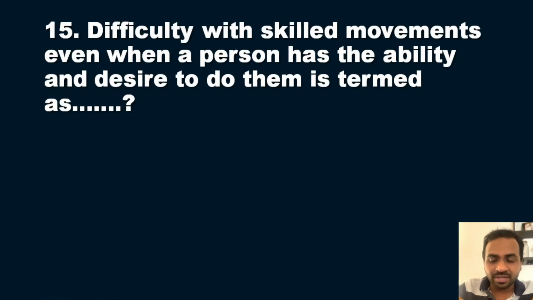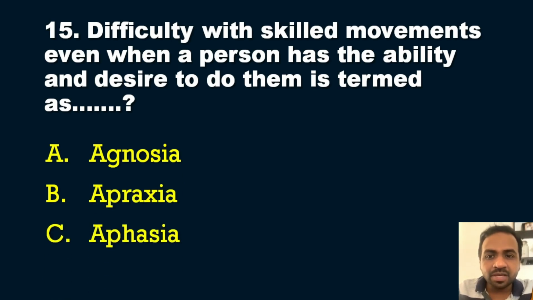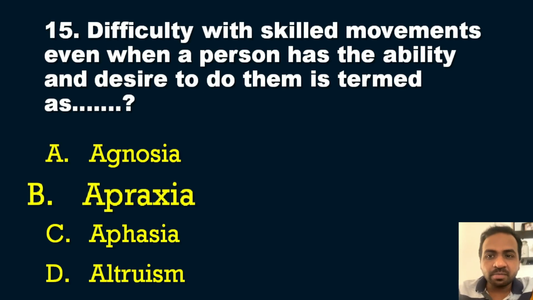Okay, so now we will move on to the last question in the series, the 15th question from psychiatry. Question is: difficulty with skilled movements even when a person has the ability and desire to do them is termed as dash. So difficulty in doing skilled things, that is in the simplest way we can tell like that. The options are: option number A, agnosia; option number B, apraxia; option number C, aphasia; and option number D, altruism. So the answer for this question is option number B, that is apraxia.